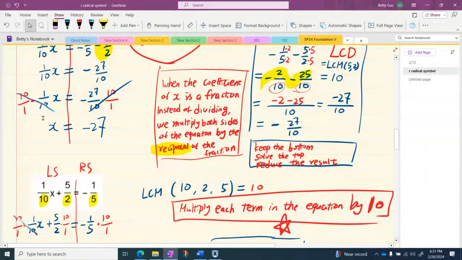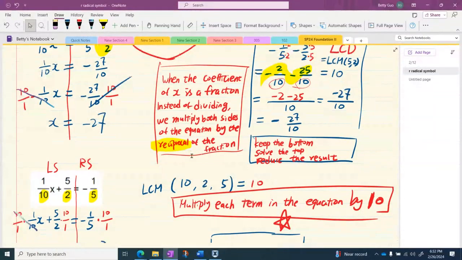The last step, when we try to isolate x, when we try to get rid of the coefficient of x, and the coefficient is a fraction, instead of dividing fractions, where you have to keep change flip, you might get lost and mess up the numerator and denominator. Instead of dividing, we choose to multiply both sides of the equation by the reciprocal of the fraction. You need to know what a reciprocal is. You need to know reciprocal is different from opposite.